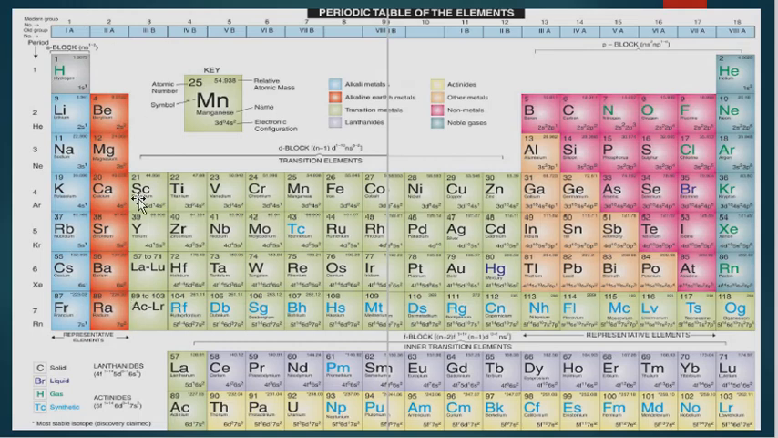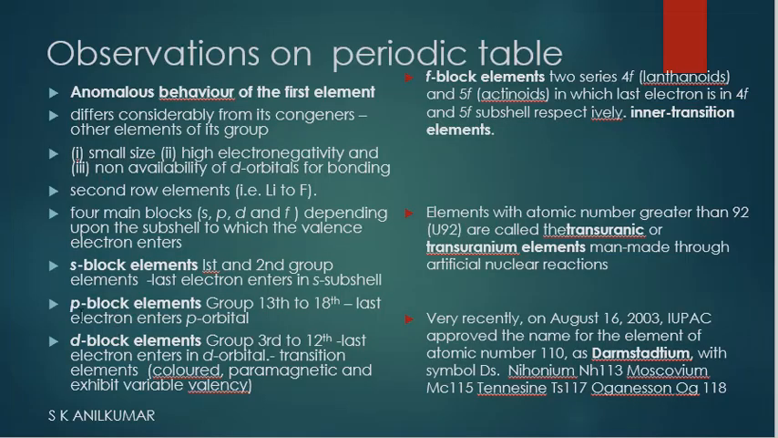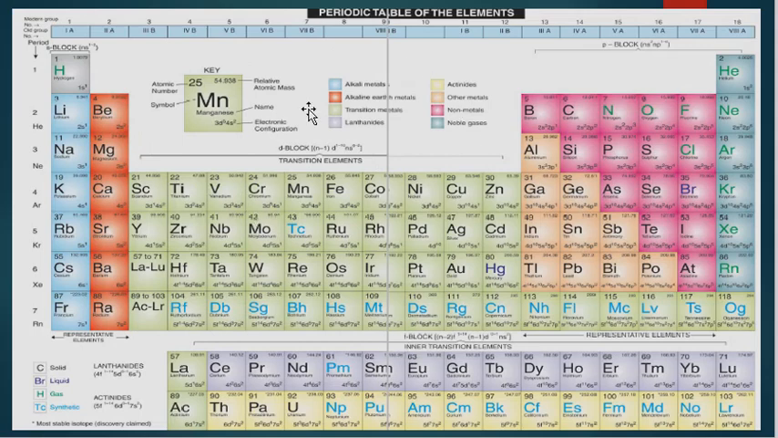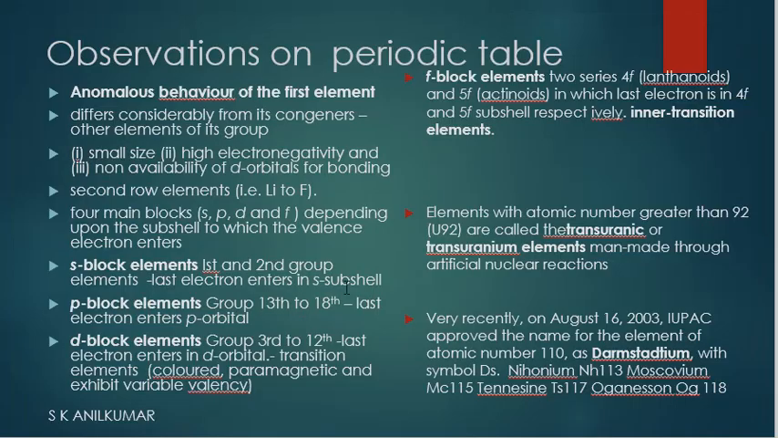This is S block, where the last electron enters in the S subshell. Then the P block elements, group 13 to 18, where the last electron enters in the P subshell. Then D block, groups 3 to 12, where the electron enters in the D orbital.